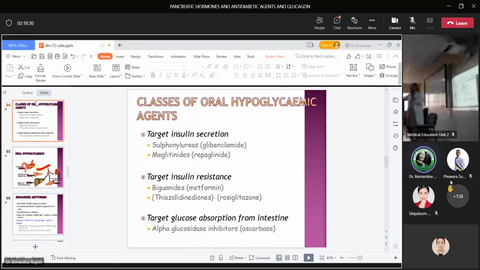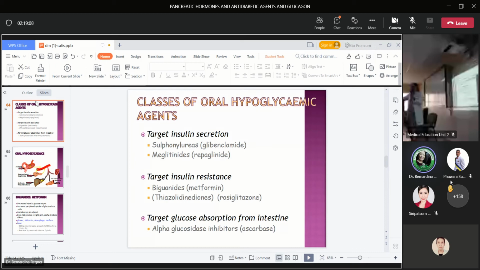Because the next problem that you will have to do is to decide what oral hypoglycemic agent you are going to use, and then the dose and the strength of the medication. That's how it is to become a doctor. Remember, you are not James Bond, who is licensed to kill. You are a physician who is licensed to heal. So you have to be very careful. So to target insulin secretion, you have sulfonylureas, glibenclamide, and meglitinides, repaglinide.